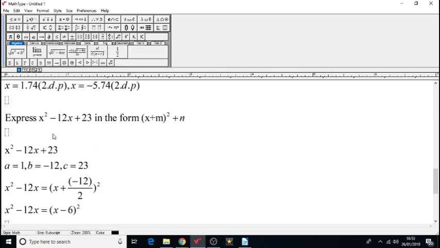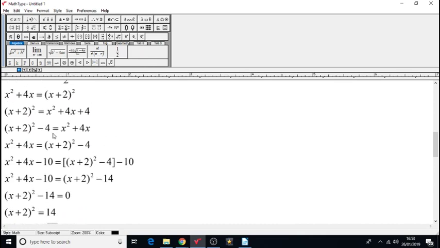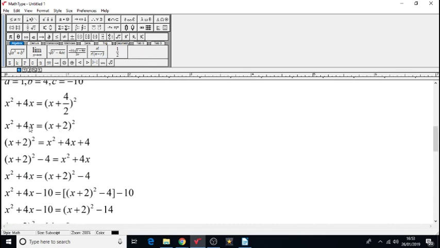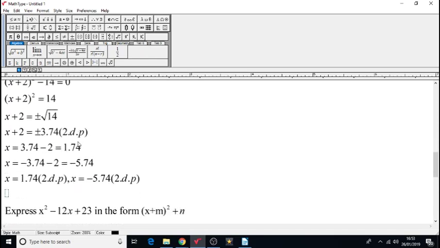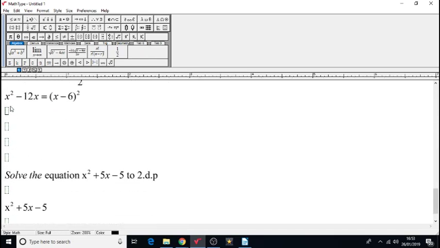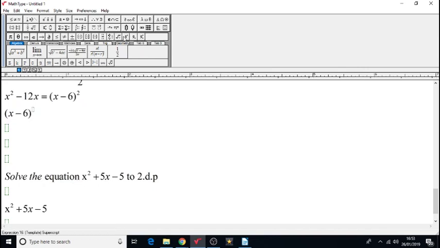So now we're going to expand the brackets. Now we're at this step, we're going to expand the brackets just like how we did in the first question. So we're going to work out what x minus 6 squared is equal to. So that is x squared minus 12x plus 36. So that's what we've got now.